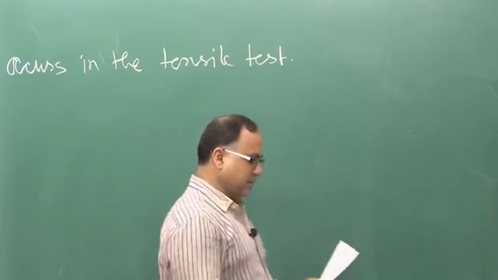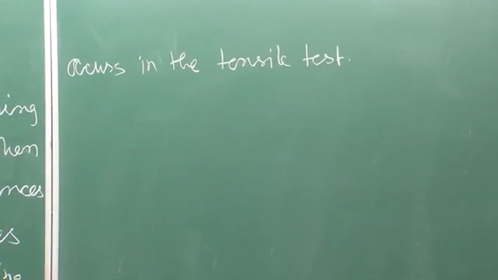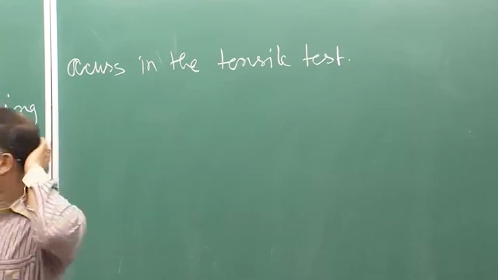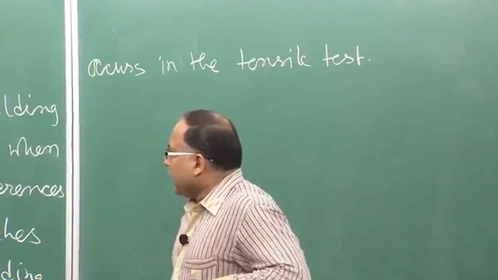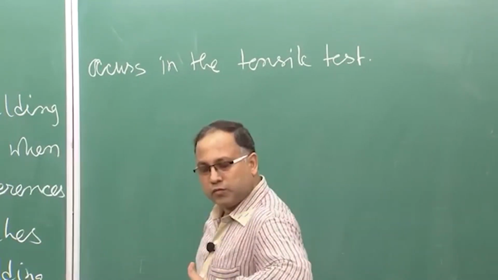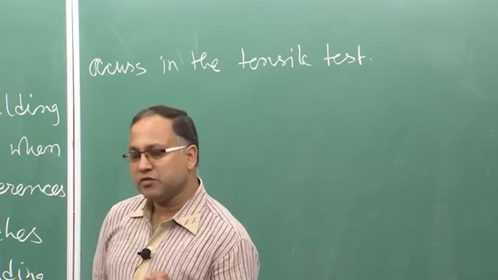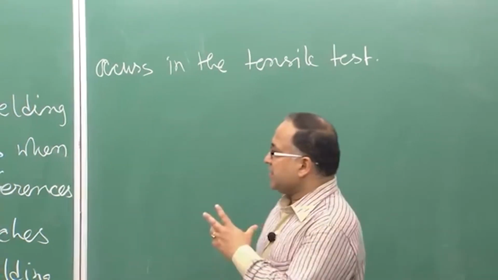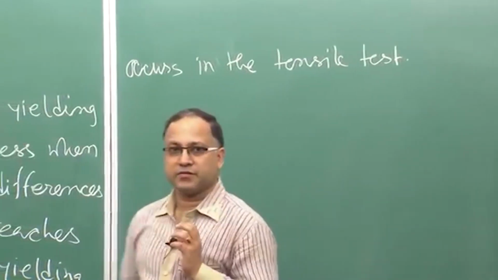Now, what does it mean? So, this is the definition of the first criteria. The first criteria says that it assumes that yielding of a material can occur in a 3D state of stress, when the system is under a 3D state of stress, when the root mean square of the differences between the principal stresses reaches the same value which it has when yielding occurs in the tensile test.